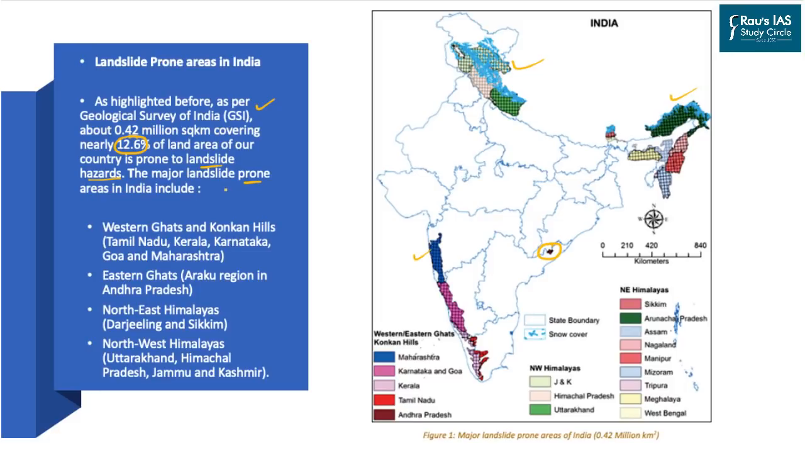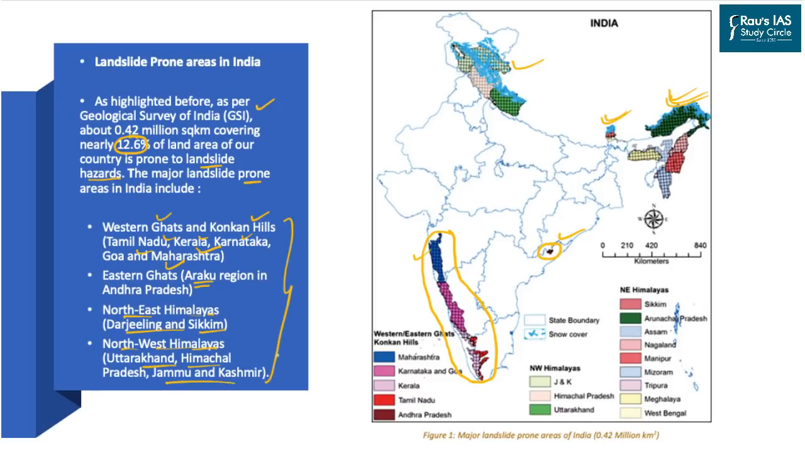Areas which are prone to high degree of landslides and frequency include your Western Ghats, Konkan Hills in the states of Tamil Nadu, Kerala, Karnataka, Goa and Maharashtra. As you can see in this map, these are those areas. Then we have Eastern Ghats, where Araku Valley is important, as we have discussed. On northeastern Himalayas, we have Darjeeling and Sikkim. This one is your Darjeeling Himalayas, this one is your Sikkim Himalayas, and lastly we have northwest Himalayas, including the states like Uttarakhand, Himachal Pradesh and Jammu and Kashmir.